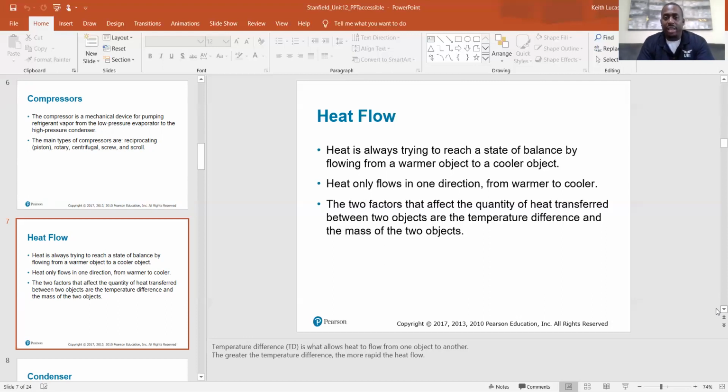The two factors that affect the quantity of heat transfer between two objects are the temperature difference and the mass of the two objects. Temperature difference is what allows heat to flow from one object to another. The greater the temperature difference, the more rapid the heat flow.